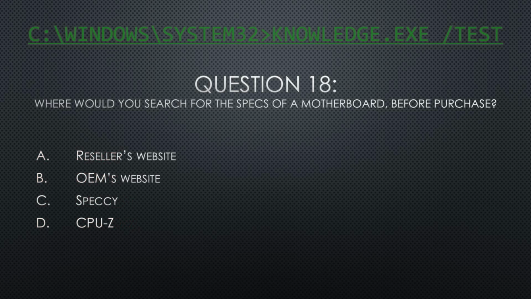Question number 18. Where would you search for the specifications of a motherboard before purchasing it? A. A reseller's website. B. The manufacturer's or the OEM's website. C. Speccy. And D. CPU-Z. The best and most reliable source of information for hardware specifications is the manufacturer's website.